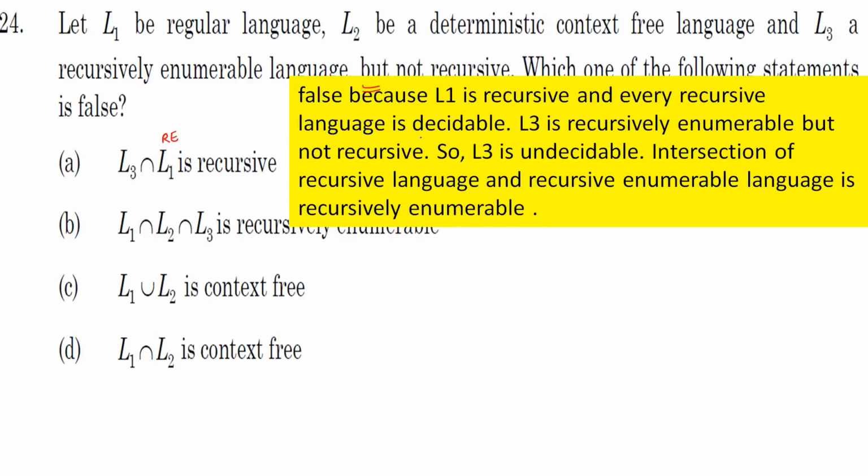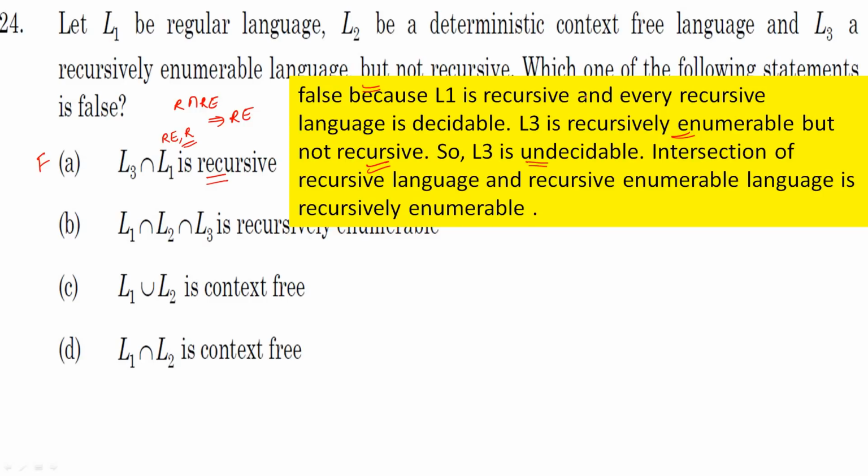Okay, let's see. L1 is recursive because every regular language is decidable. So L1 is recursive, and recursively enumerable also. But L3 is only recursively enumerable, it is not recursive. So L3 is undecidable. And the intersection of a recursive language and a recursively enumerable language would be recursively enumerable. It won't be recursive. So A is false.